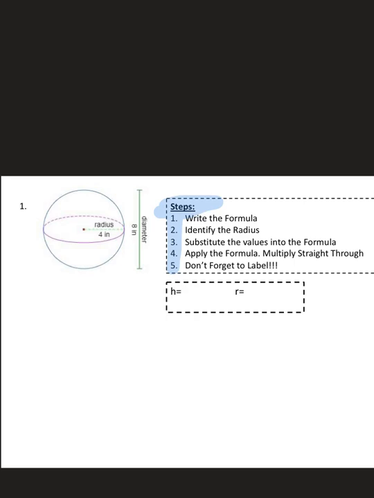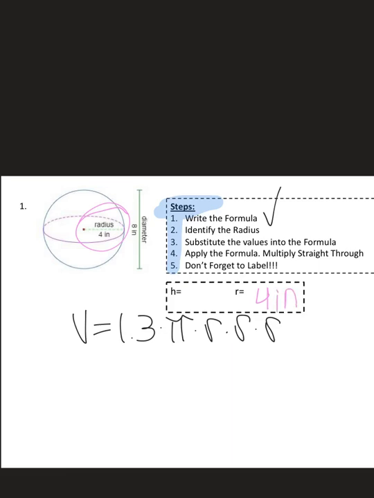So here we go. Step 1, we need to write the formula. Okay, so I wrote down the formula. It's volume equals 1.3 times pi times r times r times r. Step 1 is done. Now step 2, we need to identify just the radius, because remember, we're not dealing with height right now, so our radius is 4 inches. So I can actually cancel this out. I don't need to find the height. And now we're going to substitute the values into the formula.